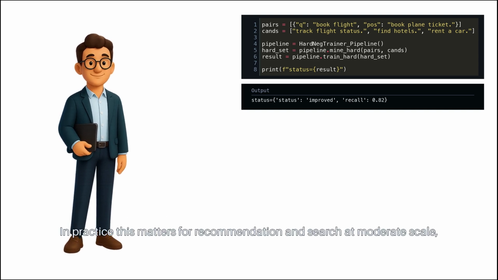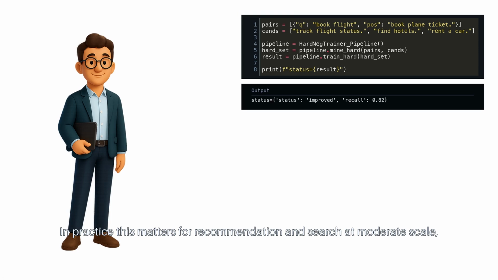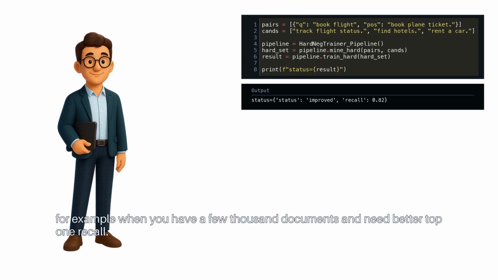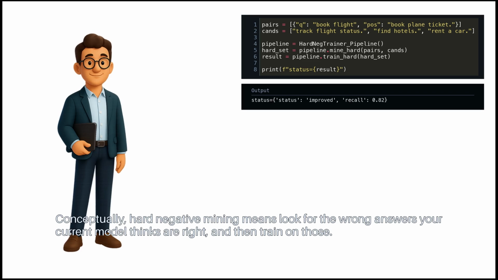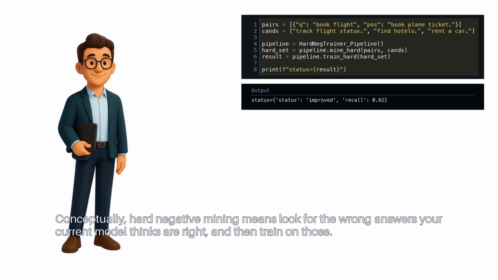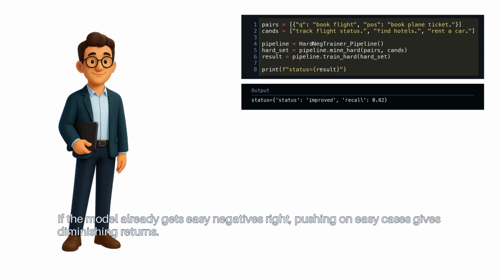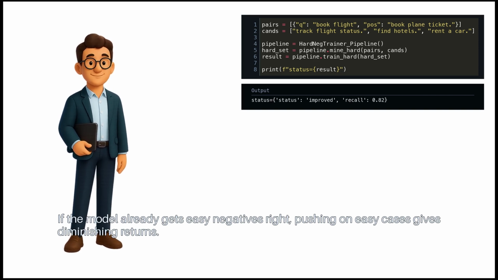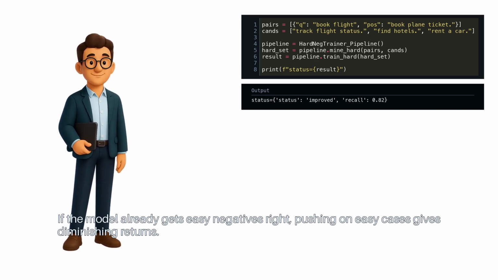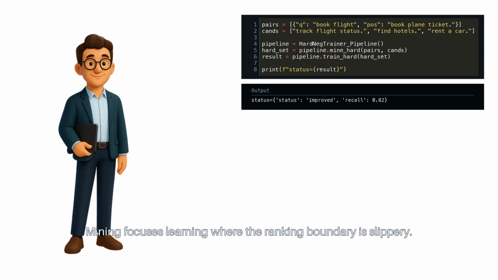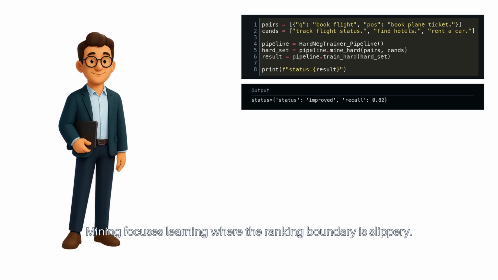In practice, this matters for recommendation and search at moderate scale. For example, when you have a few thousand documents and need better top 1 recall. Conceptually, hard negative mining means look for the wrong answers your current model thinks are right, and then train on those. If the model already gets easy negatives right, pushing on easy cases gives diminishing returns. Mining focuses learning where the ranking boundary is slippery.